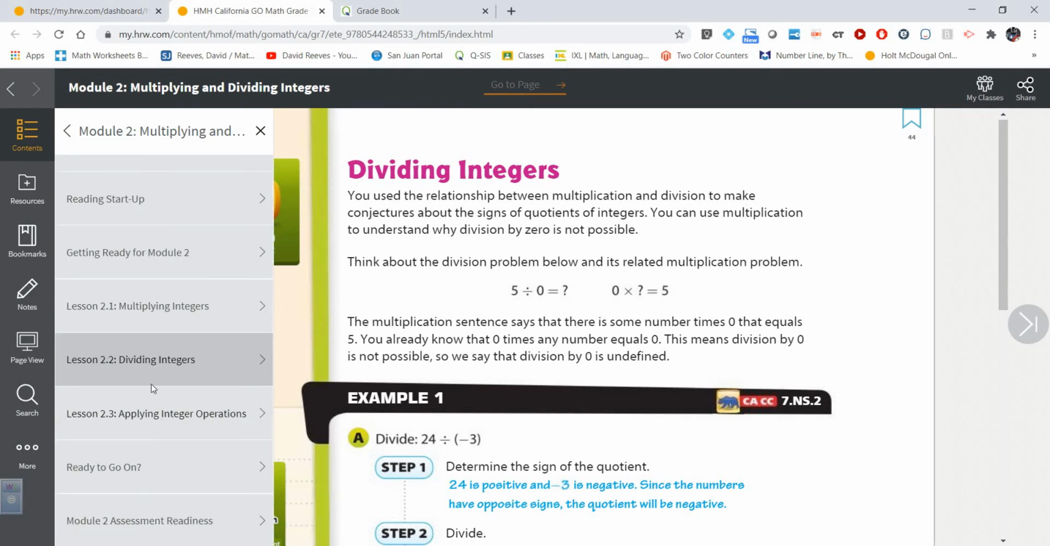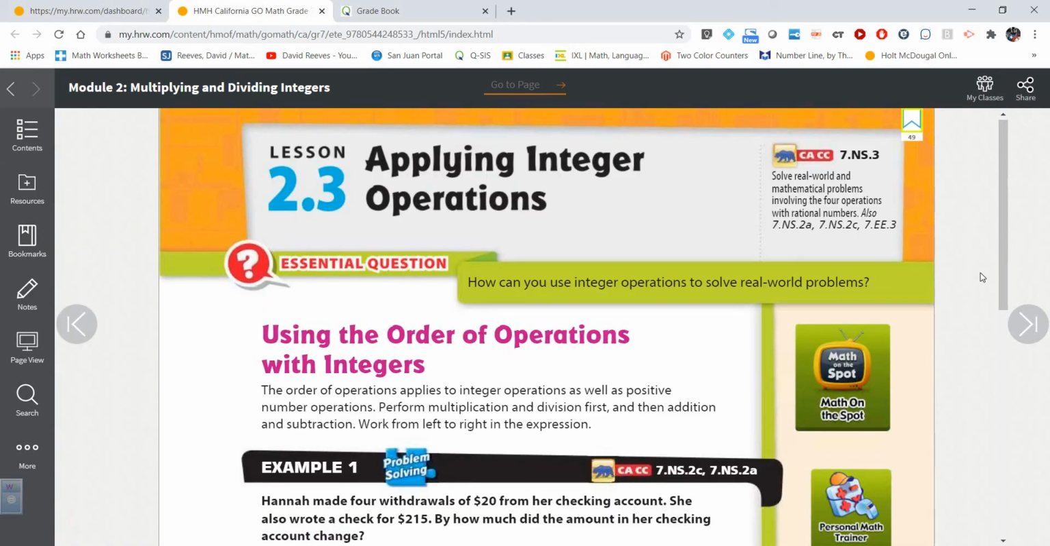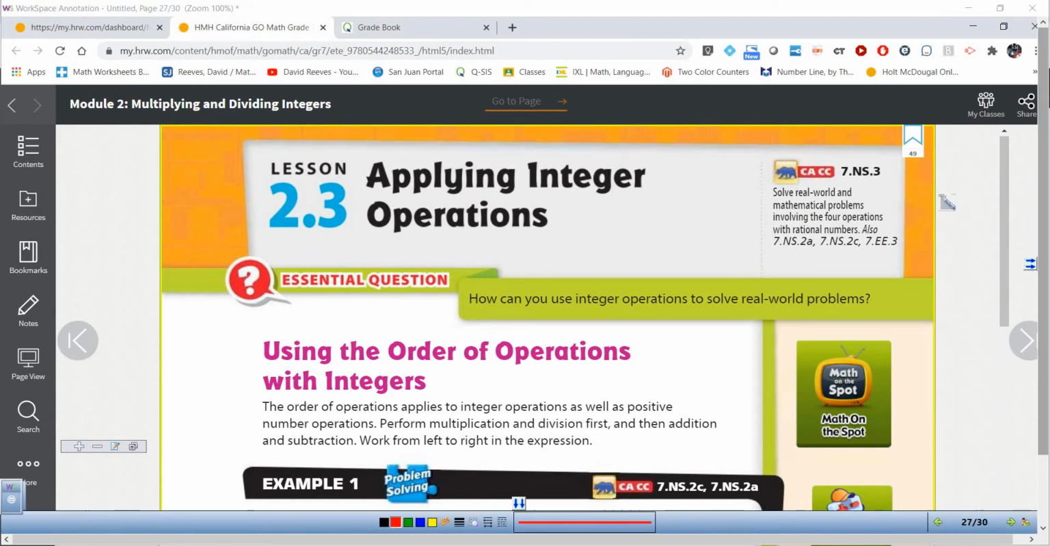All right, and finally, our last section, 2.3, applying integer operations. All right, this is where we first did a review of PEMDAS. We did a review of order of operations. So remember, with order of operations, you do what's inside parentheses first. Then you do the exponents, and then you do multiplication and division, remember, from left to right, and then you do addition and subtraction, finally at the end, from left to right.